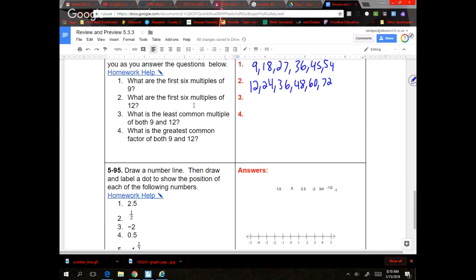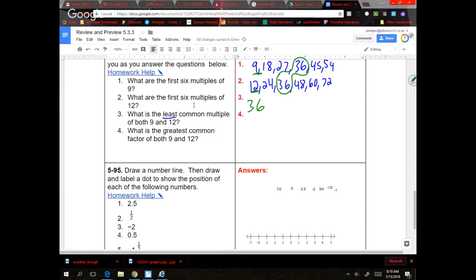Okay, what is the least? Least means smallest common multiple. So what is the smallest number both of these have in common? And remember, our numbers were 9 and 12 because that's what we started with. The smallest answer here that I see in common is 36. Okay, because 9 doesn't have 12 or 24 in it, but they both have 36.